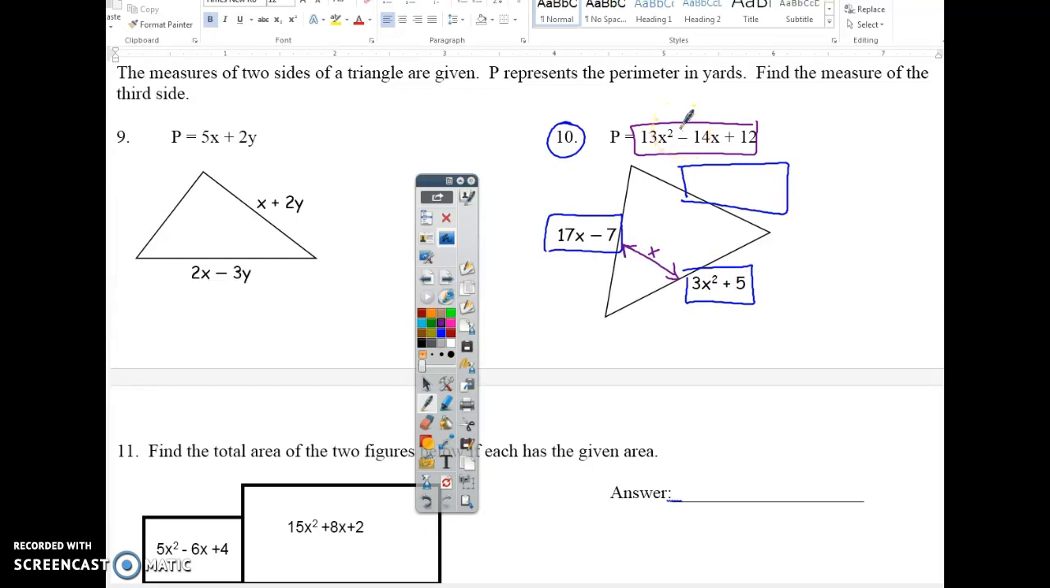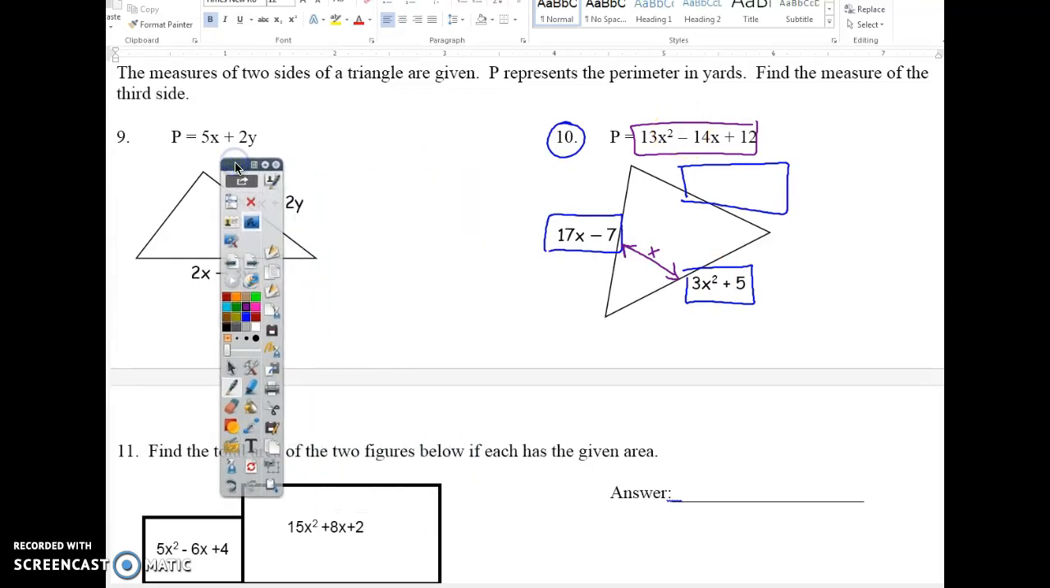So I'm just going to do it right here. Do they have anything in common here? No. They have the -7 and the +5 in common. We're adding them. Okay? So let's put it in order. 3x squared goes first. So 3x squared is going to go first.